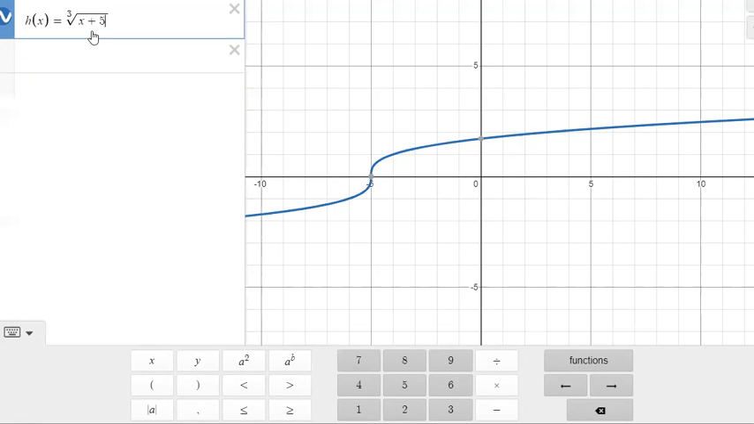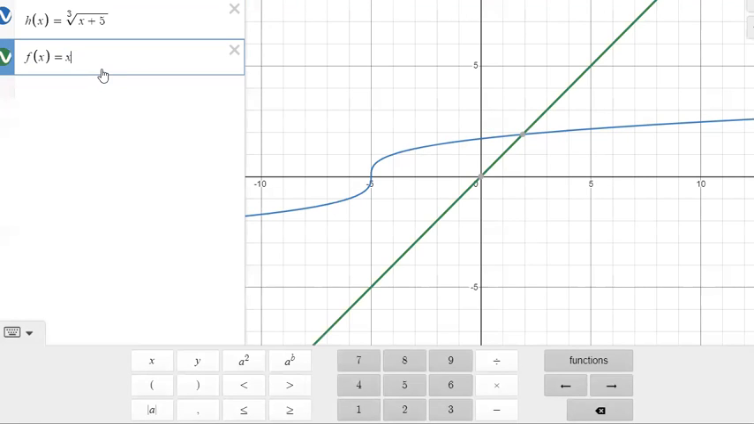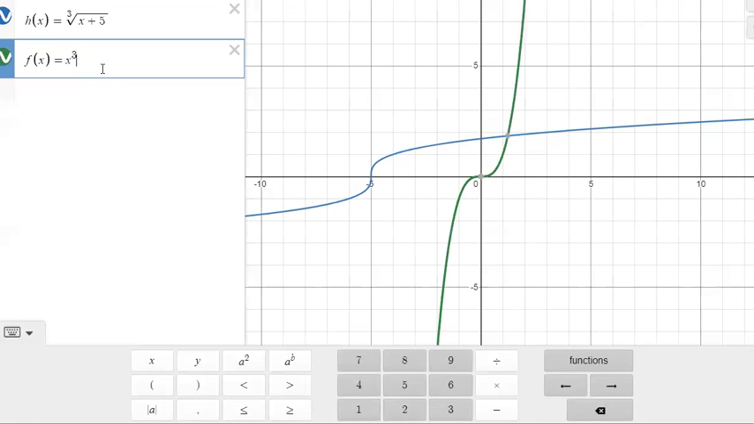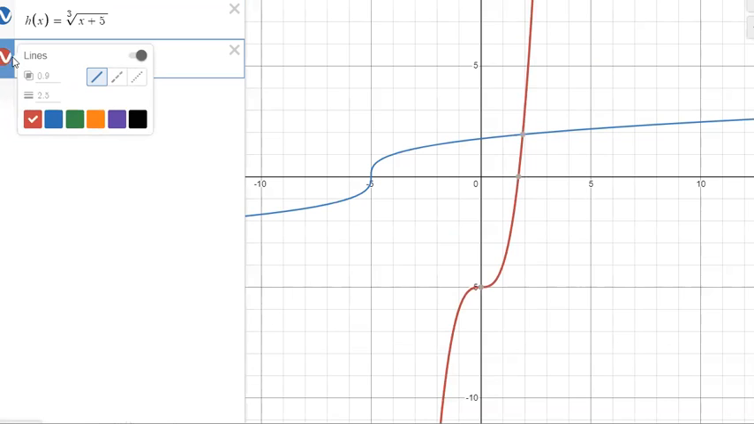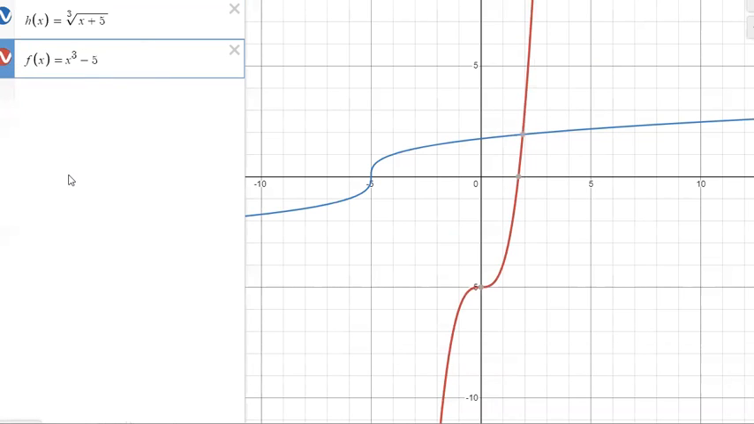Now my inverse, I want to make it a red function, so I'm going to change the color. And I want to put in h inverse of x. Now, since I don't have inverse notation on here, I'm going to use f of x instead. And we know that the inverse was x cubed minus 5. So I'm going to type that in, x cubed minus 5, and I'm going to change this to red. So the blue function that you see and the red function that you see are inverses of each other.